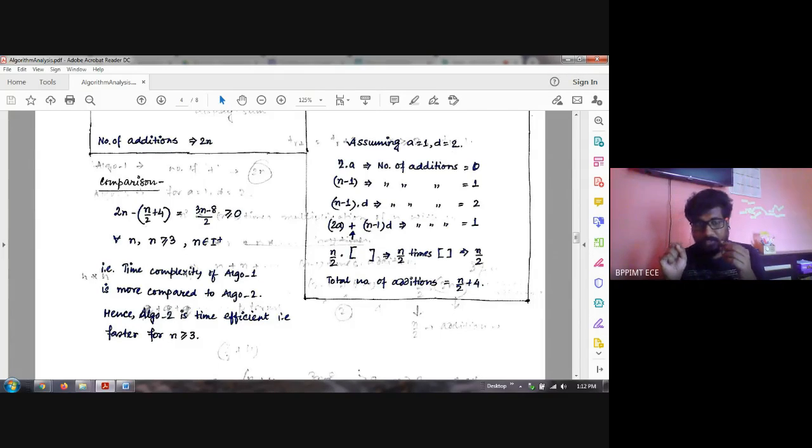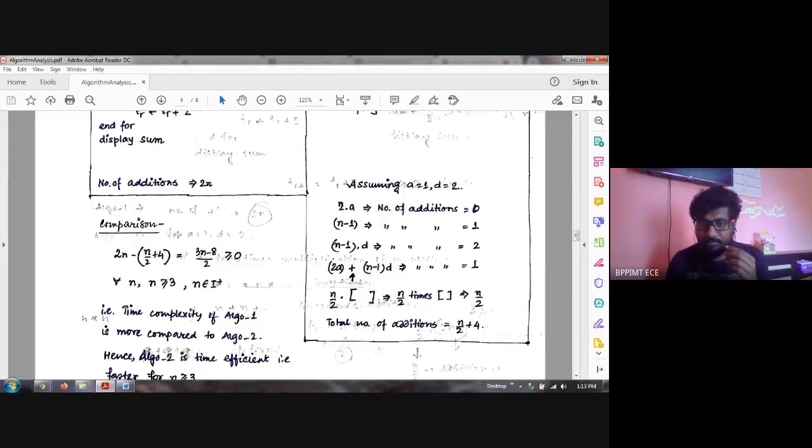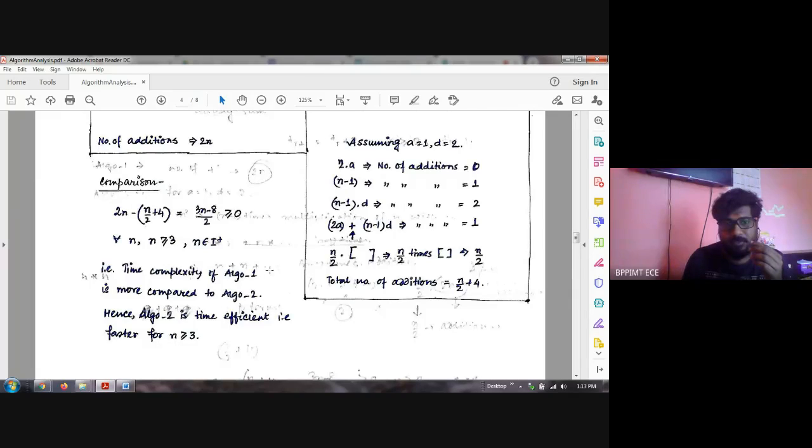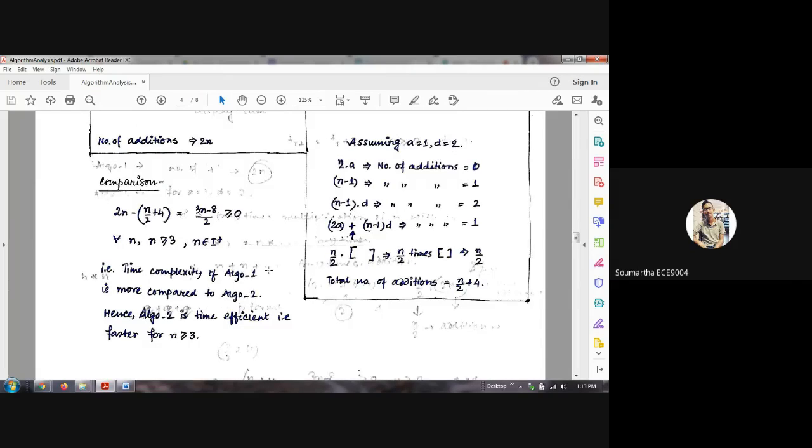So algorithm 2 is more time efficient compared to algorithm 1 whenever you are trying to add up at least 3 elements in an arithmetic progression. And this is true for any arithmetic progression, because we are not bothered about what we are adding. We are bothered about how many we are adding. That is the n. So in this case, algorithm 2 is better.